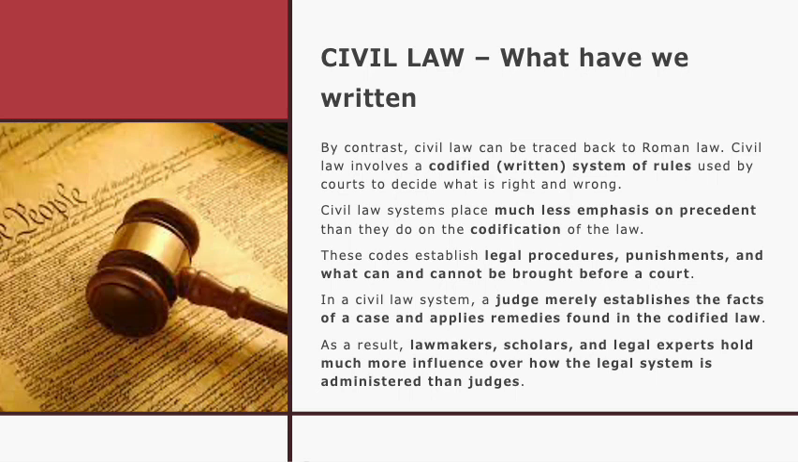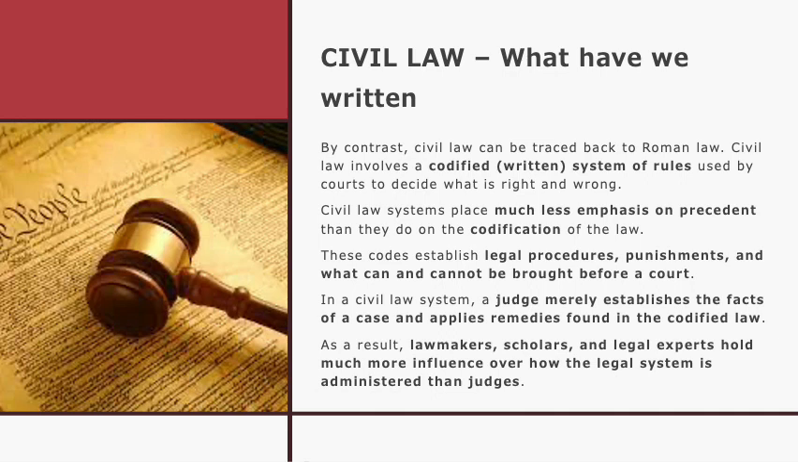Civil law systems place much less emphasis on precedent than they do on the codification of the law. These codes establish legal procedures, punishments, and what can and cannot be brought before a court. In a civil law system, a judge has less power. All the judge does is establish the facts of a case and apply remedies that are found in the codified law. As a result of this, lawmakers, scholars, and legal experts hold much more influence over how the legal system is administered than judges under civil law.